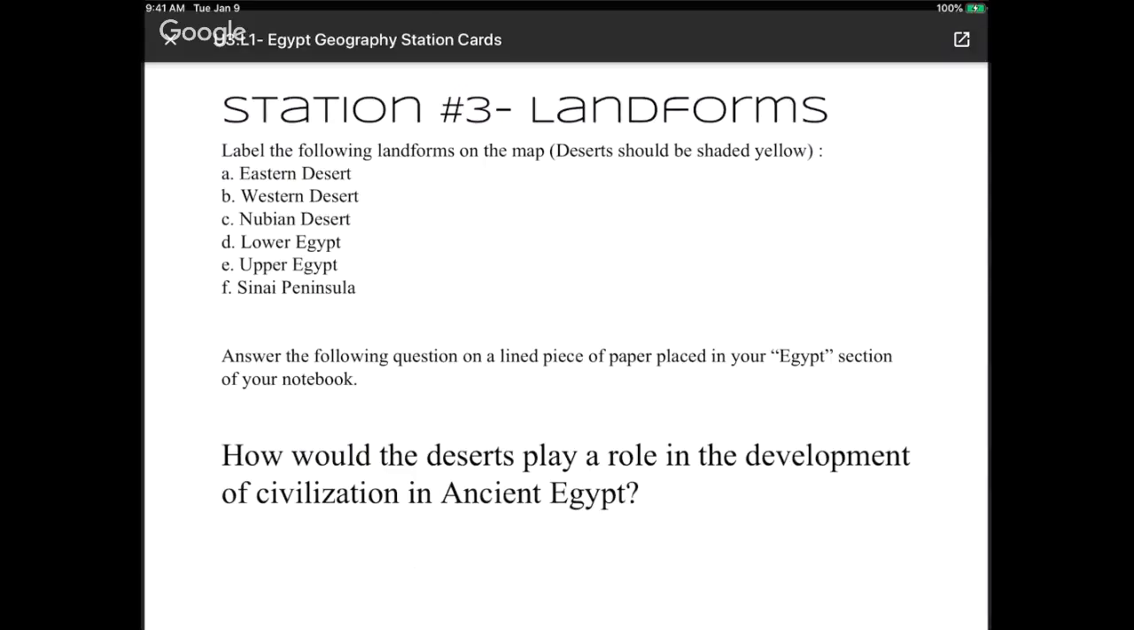Then we visited station 3, and we learned about landforms. And the landforms of ancient Egypt are primarily deserts. And then we also learned about the Sinai Peninsula. You read a little article, and again, you then answered the question using TTQA format. So that's what we did this week in social studies. It was a pretty easy week, if I do say so myself.